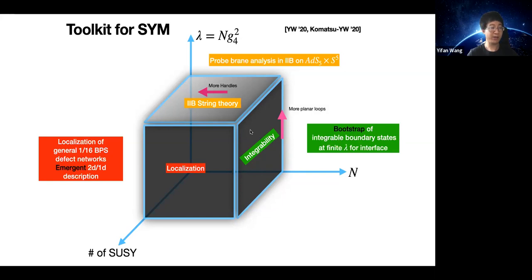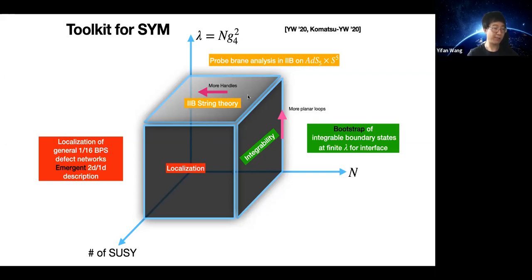And furthermore, there's also the more traditional type IIB string theory approach, which is quite powerful when you are at large 't Hooft coupling, as well as in the large N limit. So these darker regions on this facet can be determined this way by some probe-brane analysis in type IIB AdS5, where the defect is described by this probe brane.